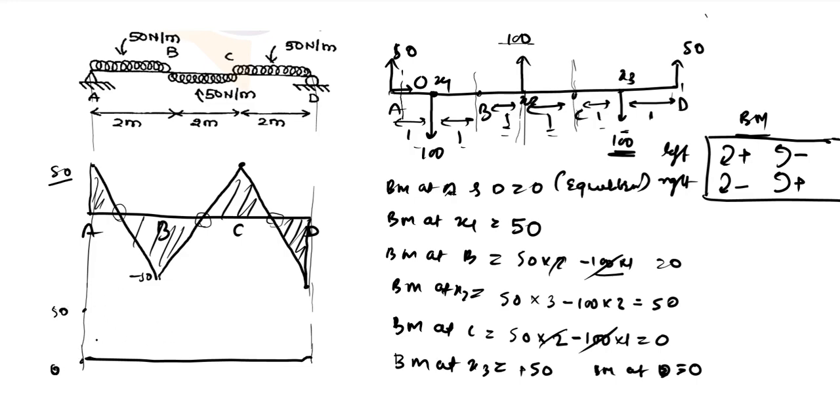So at A we have 0. At this midpoint, we have a 50. Again we have 0, again we have 50, and again we have 0 at C. So this is C, this is B, this is A, this is D. At the midpoint we have 50, and at the other midpoint again we have 50.